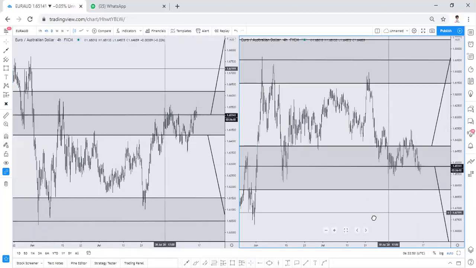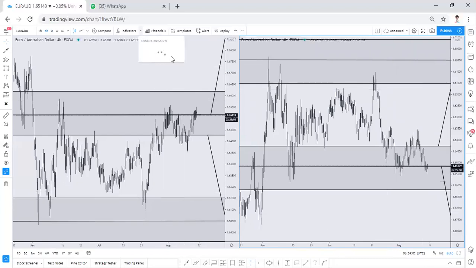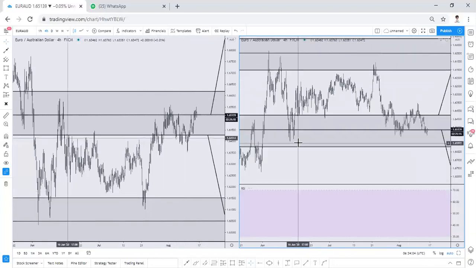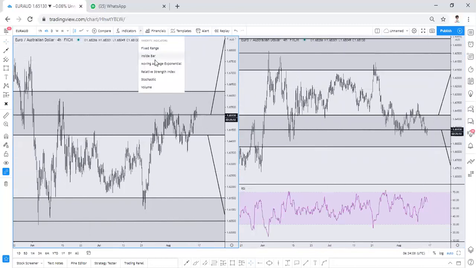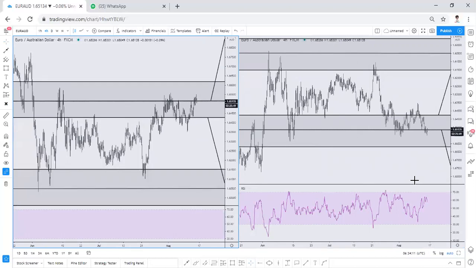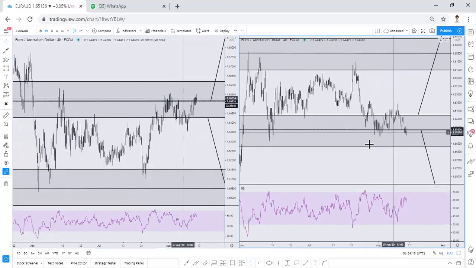Now, on the 4 hour time frame, it's all about your confluences. Like, it's all about your confluences. Now, you can say we want to put RSI on this chart. Now, look at this closely.